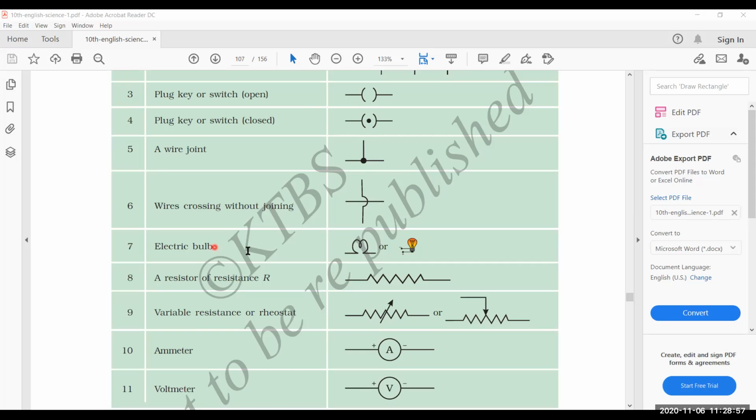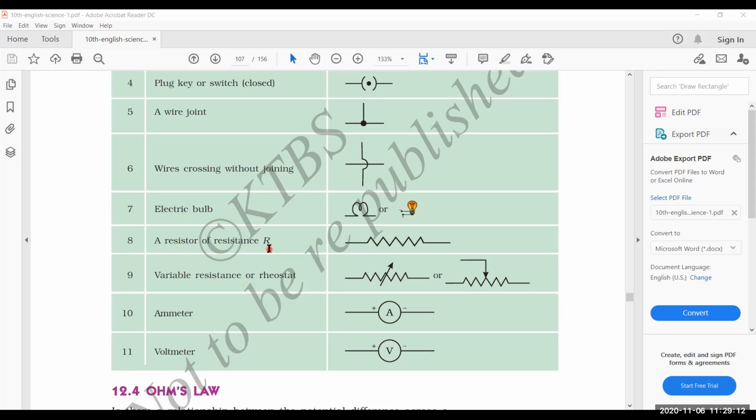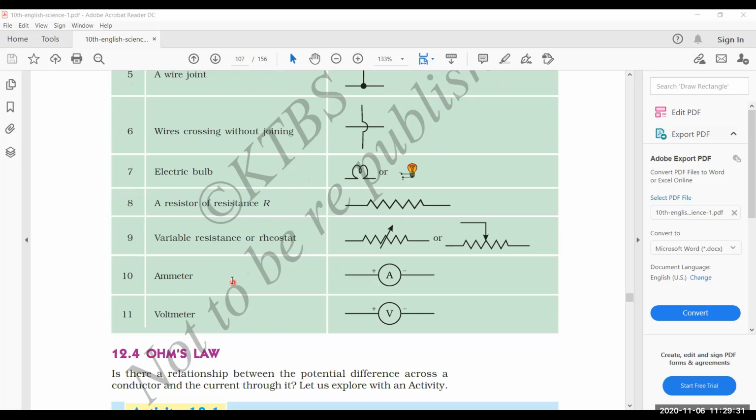Then the electric bulb. Normally it has a diagram, but it is difficult to draw with sketches all the parts inside the bulb, so it is easier to show the bulb by a symbol. Then resistors. Resistors will come in the next concept, Ohm's law. But you need to know the symbol and how to draw the resistance. Then variable resistor and rheostat, just look at this one. Later you will learn about these resistors.